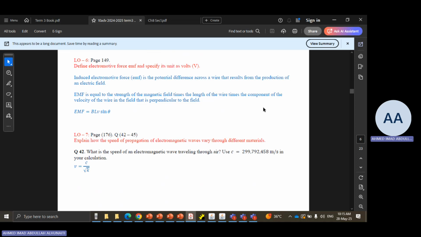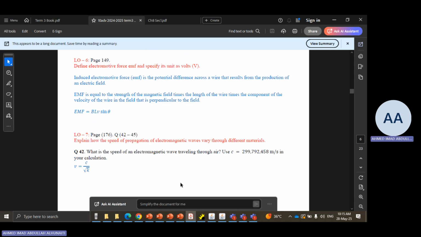Define electromotive force and specify its units. We already discussed what EMF is, but let's just quickly read through. Induced EMF is a potential difference. Again, it's not a force. It is a potential difference across a wire that results from the production of an electric field. And this is the formula to find the value of the EMF.